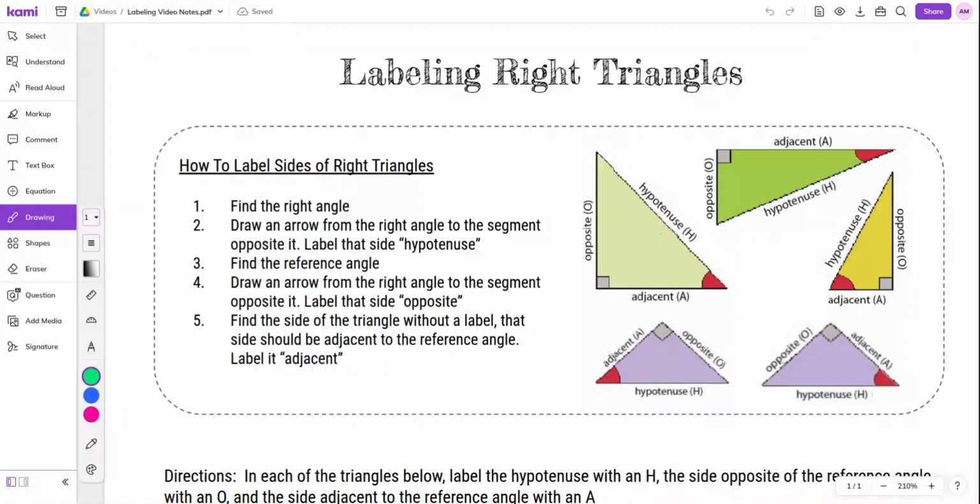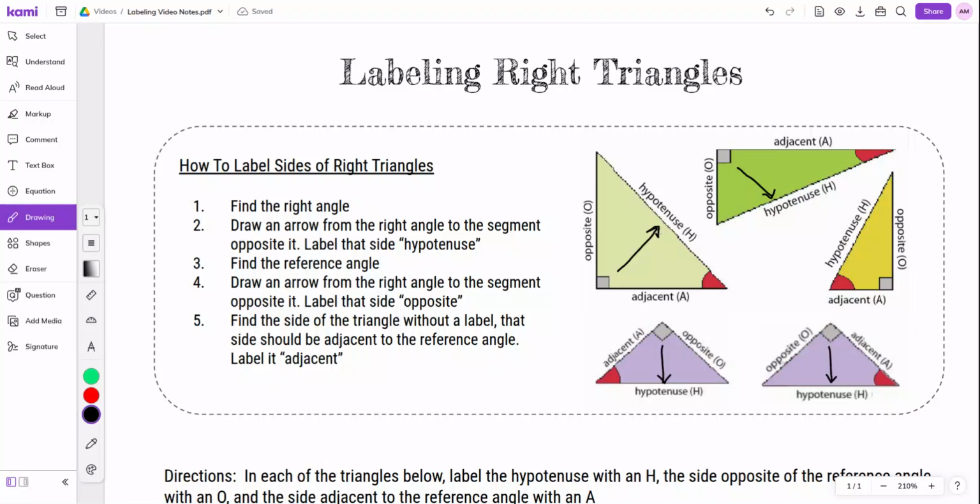When labeling right triangles, it's important to find the right angle first. Once you find the right angle, the side opposite the right angle is always the hypotenuse, no matter which direction the right triangle is oriented. Once you do that, then you can find the reference angle.